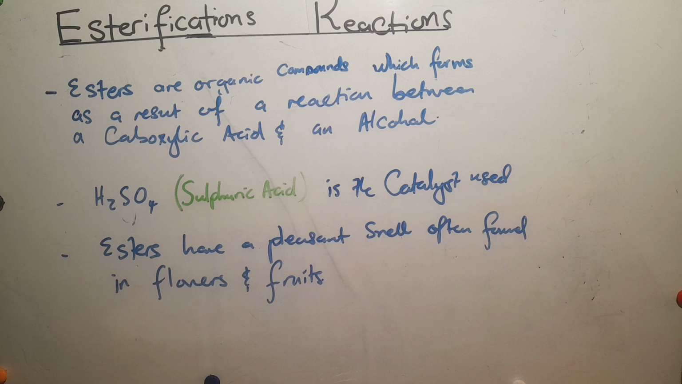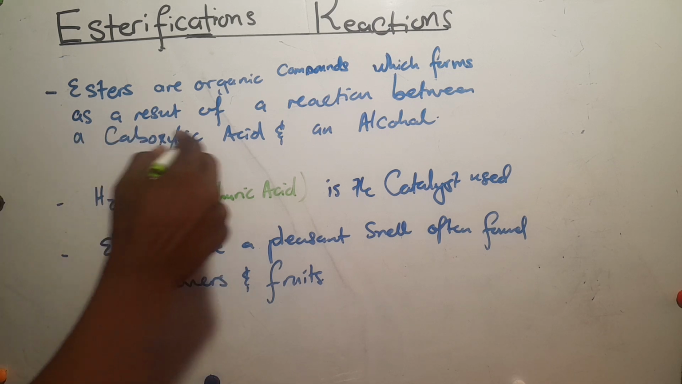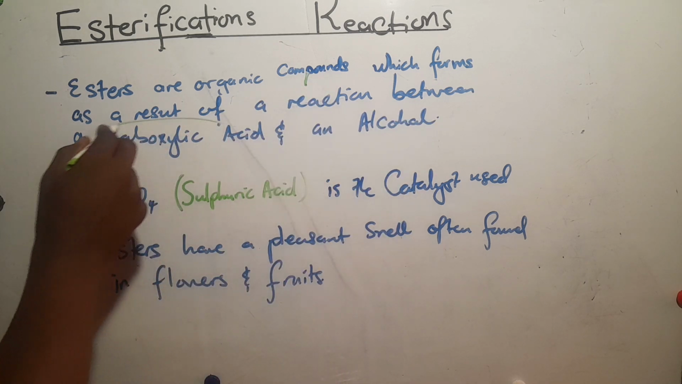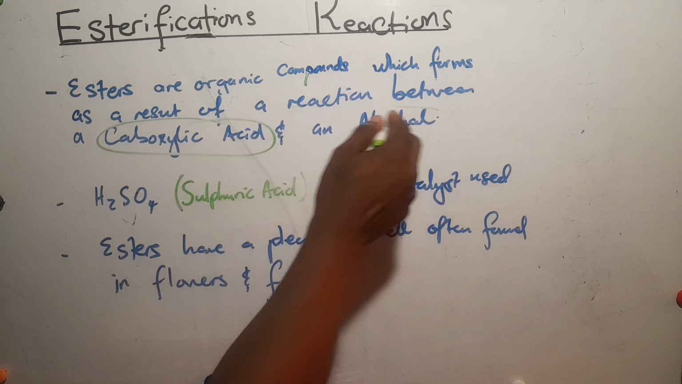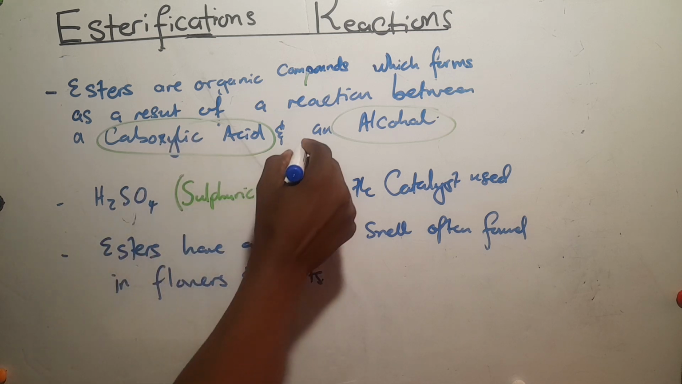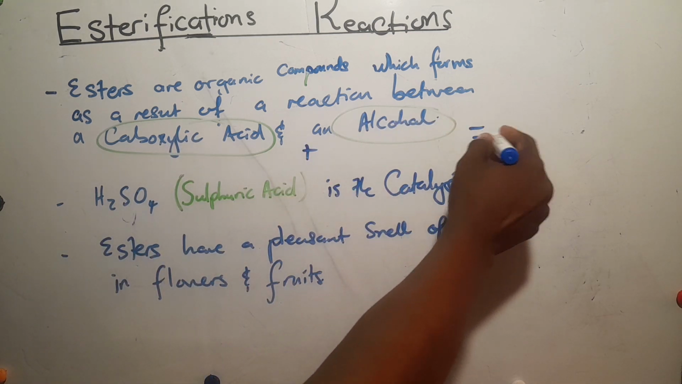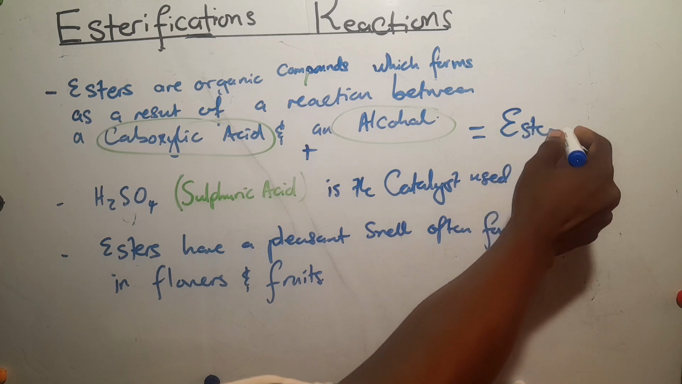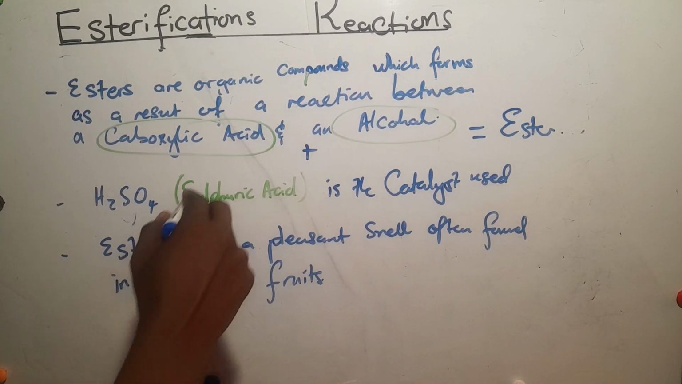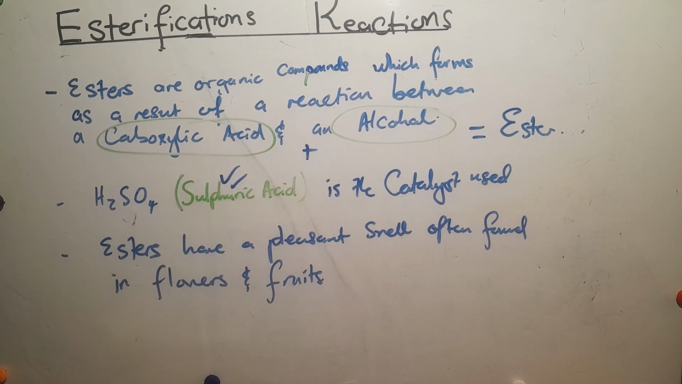So esters are organic compounds which form as a result of a reaction between a carboxylic acid and an alcohol. So an alcohol and a carboxylic acid react to form these esters. So carboxylic acid plus alcohol gives us the ester, right? And sulfuric acid is the one that is used as the catalyst.